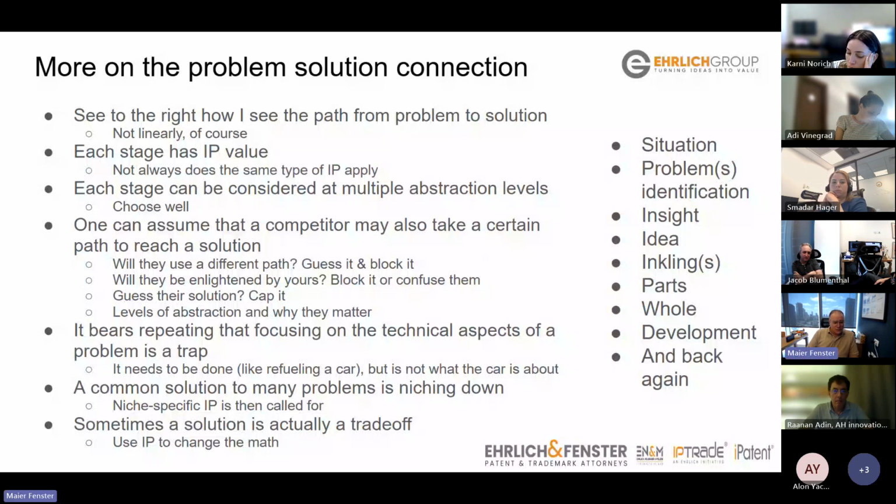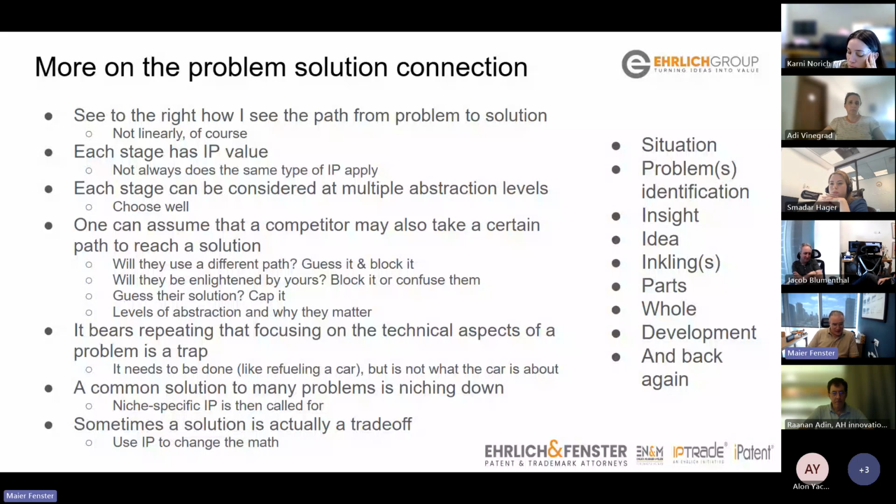And this also lets us understand a little bit about why levels of abstraction matter, because if their technical problem is different from your technical problem and technical solution, then what we looked at before with the problem solution approach will be useless. If your technical problem is how to make a formulation stable at room temperature in solid form, and they are making a spray which is liquid, your technical problem is not relevant to them, and any IP you get will not block them.